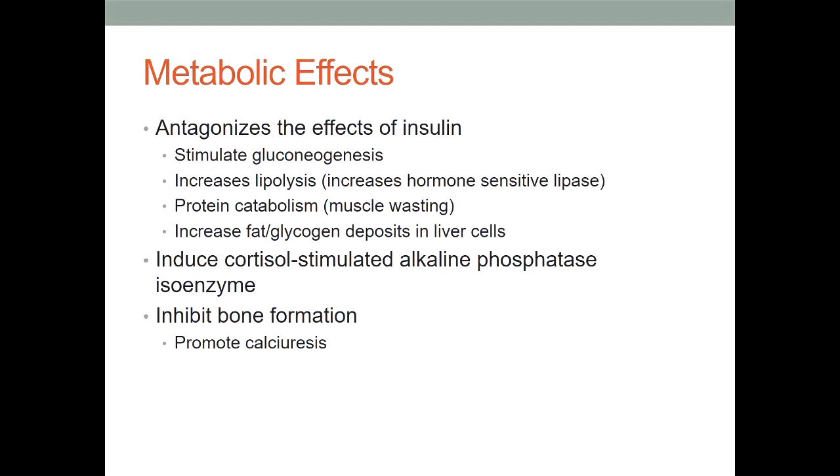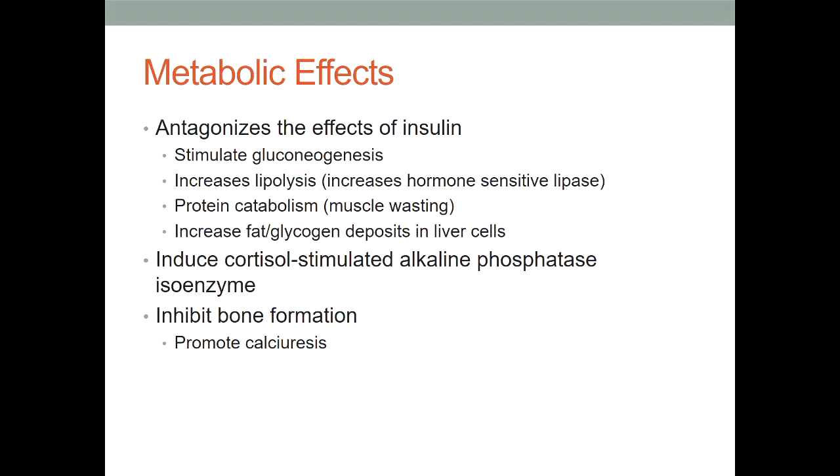You see increased fat and glycogen deposition in liver cells. So this is one of the things we see in cushingoid animals. Again, an animal that's treated with glucocorticoids can look the same way. They tend to get muscle wasting, so their flank muscles will deteriorate, and then they get a big pot belly because their liver gets so big because you have all this glycogen that's accumulated in the liver.